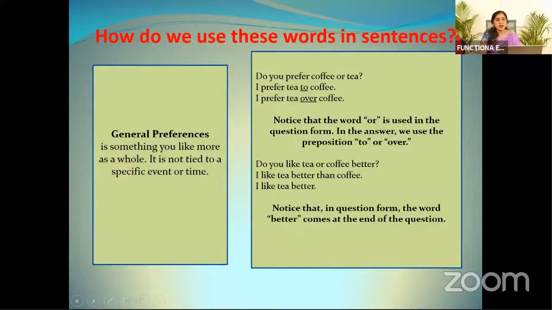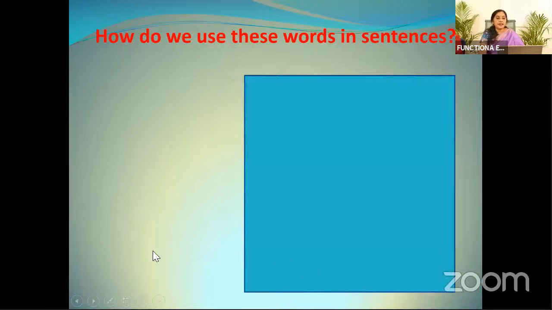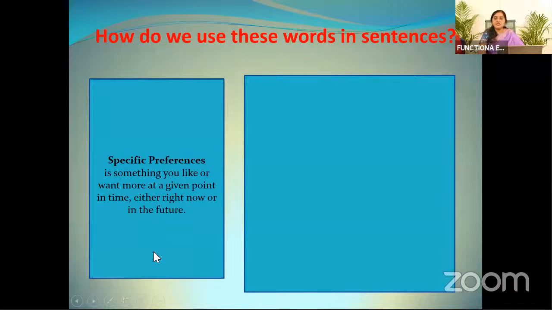Now, the general preferences, prefer and like. And what is a general preference? Some preference that you like as a whole with no specific time or event mentioned. That is called a general preference. And what do you mean by a specific preference? General undi ante specific unnate. What is a specific preference? A specific preference is something, I hope people have identified the error. It should not be preferences, it is preference.